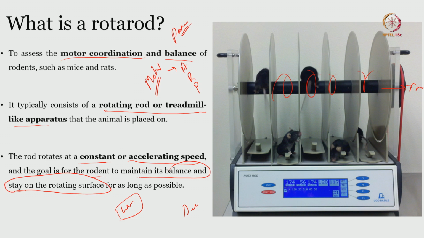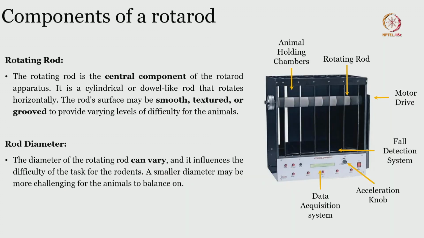So, that is the task that you are going to use to see whether the rat has taken up all the features of Parkinsonism, whether the neuronal cell death is manifesting in terms of these kinds of behavioral manifestations, whether it is really able to balance itself on the rotating surface, and then you look at how long it is really maintaining, and that comes to the parameter of fall time. What is the time taken for the rodent to fall off from this rotating surface?